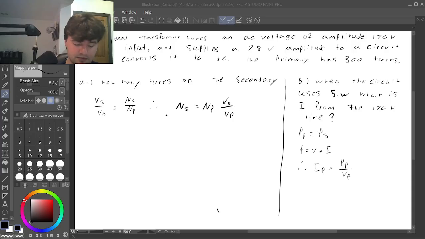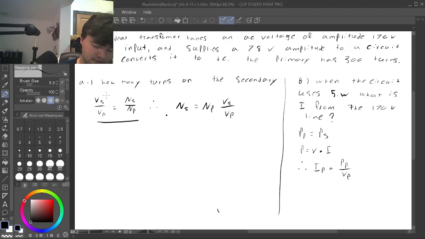Now we have the relationship between the voltage of the secondary and the primary and the turns of the secondary and the primary on the transformer. Through some algebra, because the voltage on the secondary over the voltage on the primary is equal to the turns on the secondary over the turns on the primary, we can find the turns on the secondary by the turns on the primary times the voltage of the secondary over the voltage of the primary. Now let's write out our values that are given in the equation.